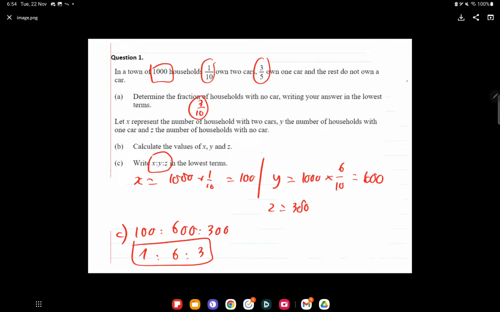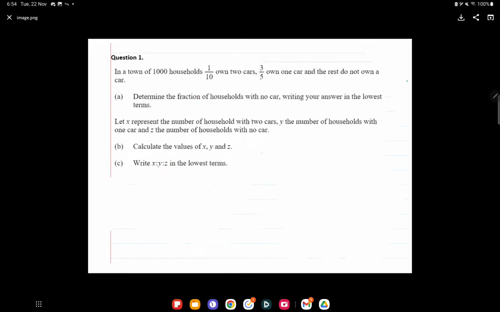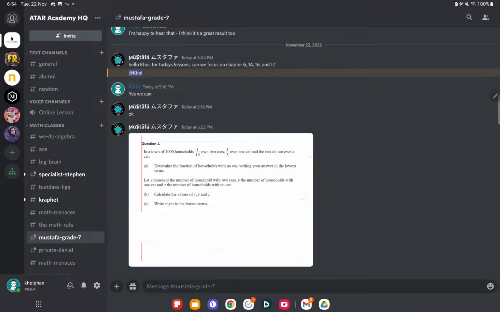Okay, so these questions are actually not too hard. They're not as hard as some of the challenge questions I've seen. What chapter is this? I don't know what chapter this is from.